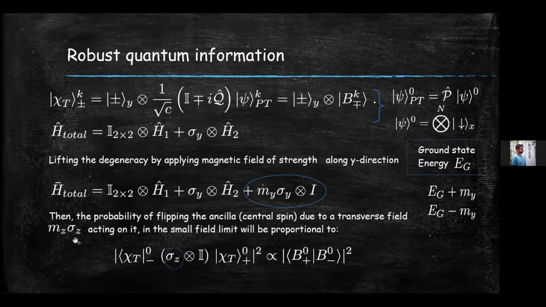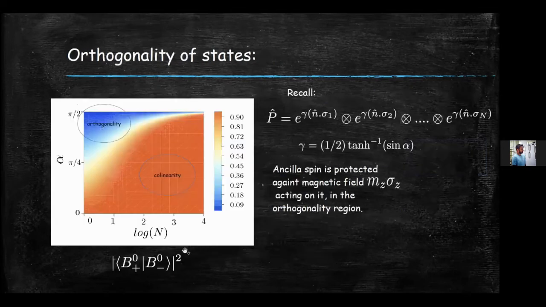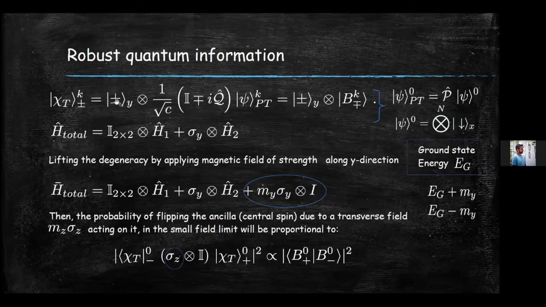So the possibility of flipping this ancillary spin on the application of such a magnetic field, which is along any anisotropic axis, to this ancillary spin would become 0. So in that sense, this extra ancillary spin gets a protection from any arbitrary magnetic field which is applied perpendicular to its direction.